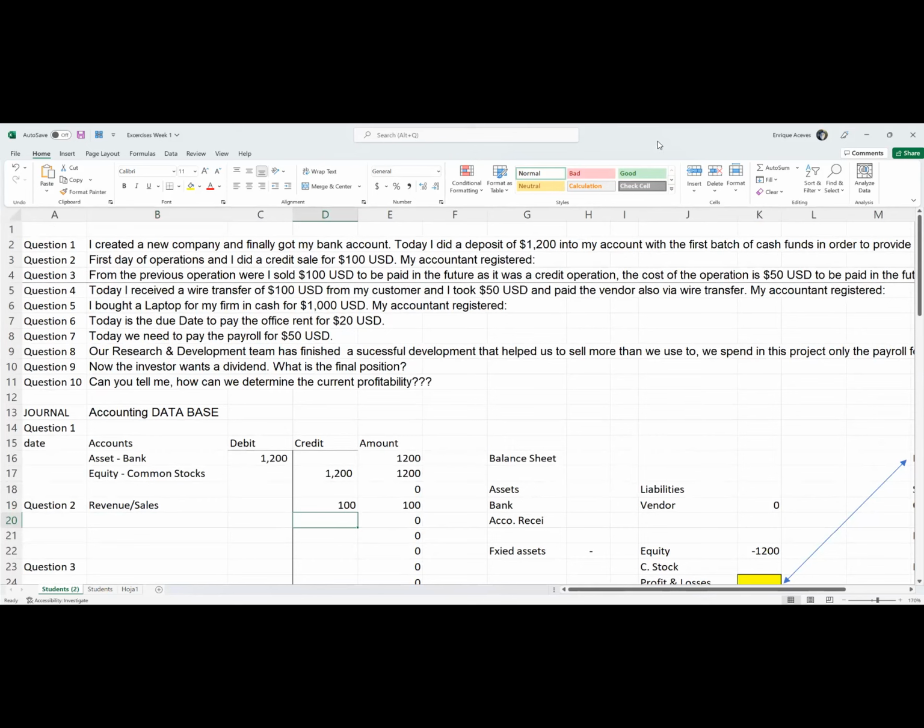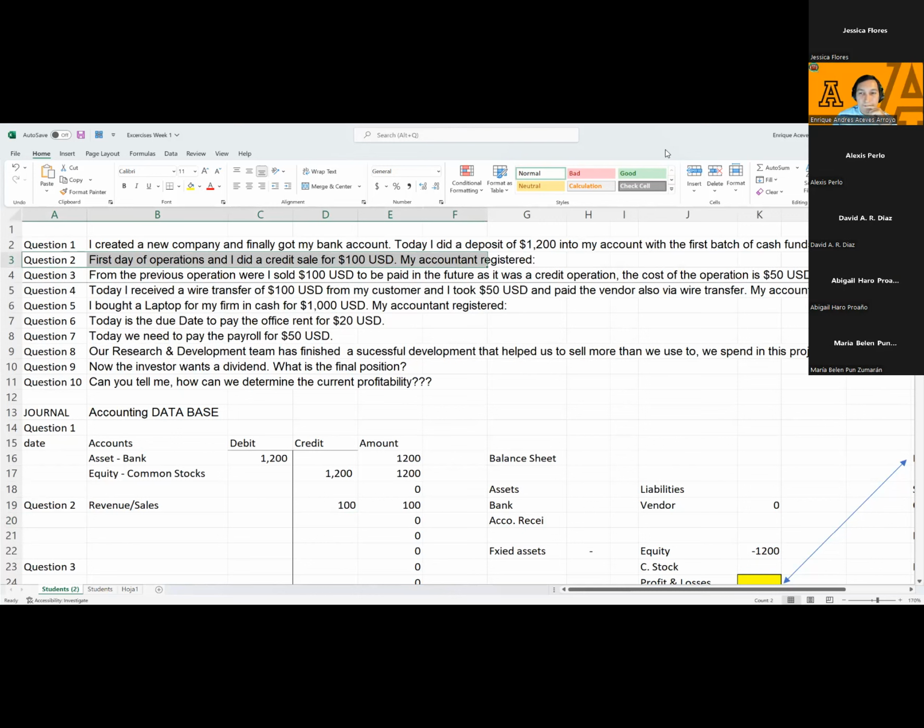Are we still on the same question, number 2? So that's revenue, is it? Is it what? I thought that because it was sales, it might be a liability.